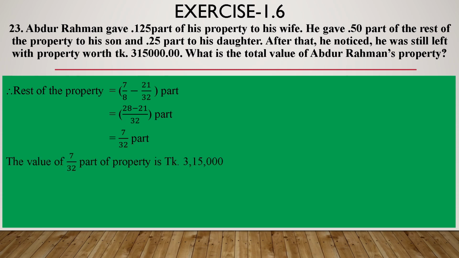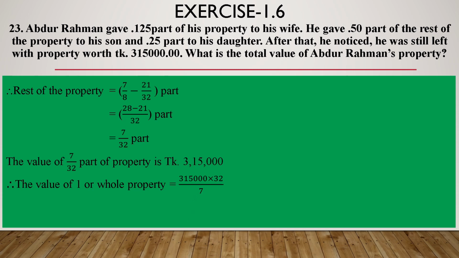So we can write down, because in here it has been written, as you can see, he was still left with property worth taka 3,15,000. That means the value of 7 by 32 part of the property is taka 3,15,000. Therefore, the value of the whole property would be 3,15,000, and this 7 by 32 will be reciprocal. That's why 32 will be in the numerator position and 7 will be in the denominator position.